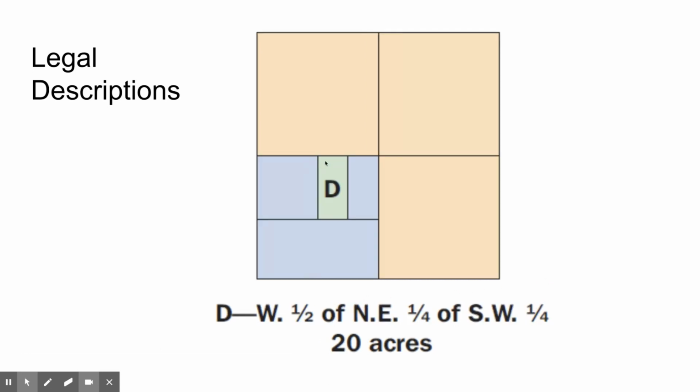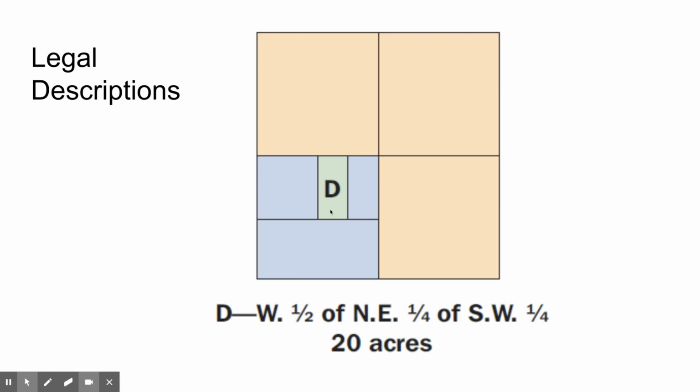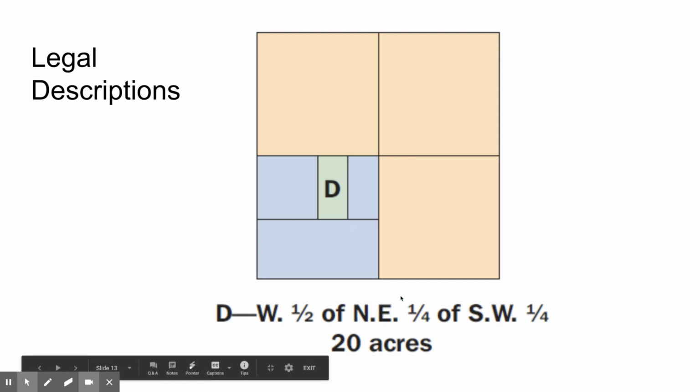All right, so then again, we break it down even smaller. If you start out big again in the whole section, this is the southwest 1/4. That's all the way over here. And then inside of here, we can break it down into the northeast 1/4 within this section. Okay, so we put that in the middle, and then further, they've split it in half.